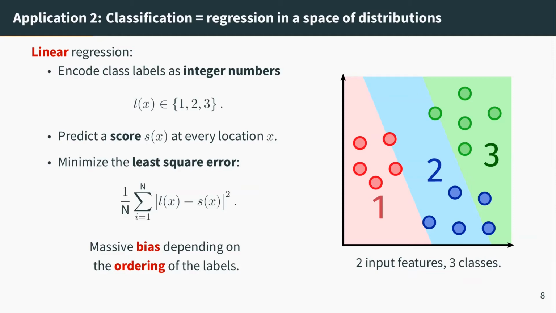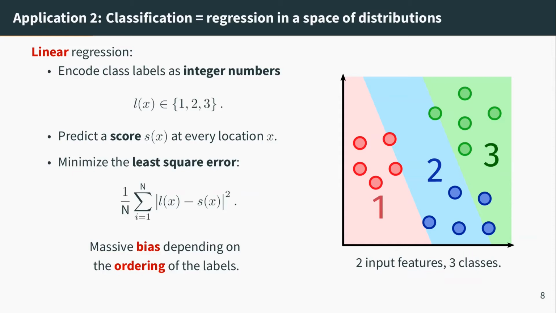And then, to train the model, we are going to minimize a loss function, which is going to be, let's say, the least squared error. So the average value over all my samples x, so here n is equal to 15, 3 times 5, of the squared error between L of x, the integer number 1, 2, 3, and my prediction, S of x. So that's what you would do if you took your classification problem and applied a standard regression algorithm.